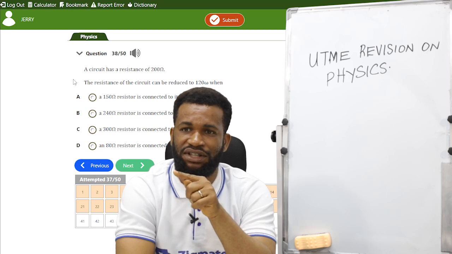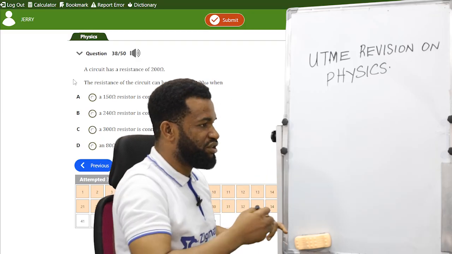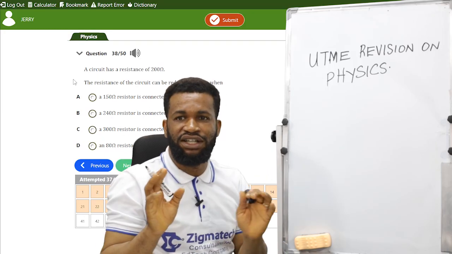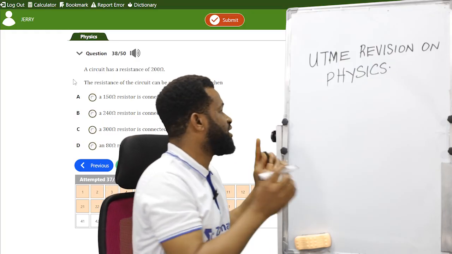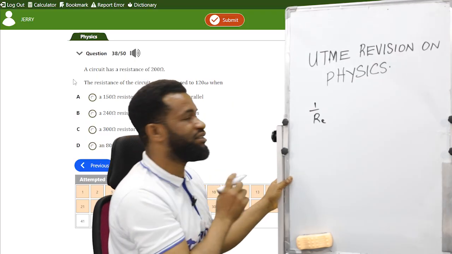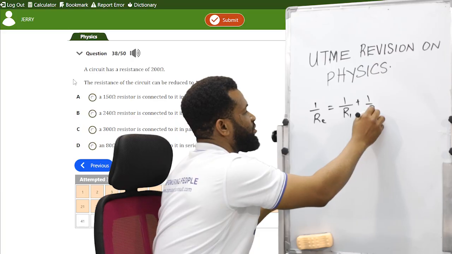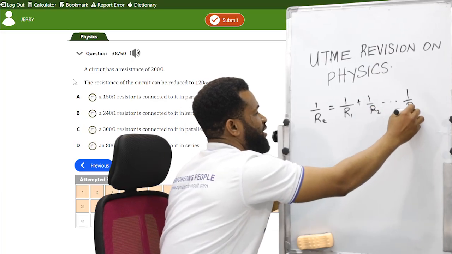The resistance of the circuit can be reduced to, so I'm going to say 200. So the effective resistance, because he said that circuit has 200 already. So I'm going to have 1 over R effective, I'm calling it RE. It's going to be equal to 1 over R1 plus 1 over R2, 1 over R raised to the power n.